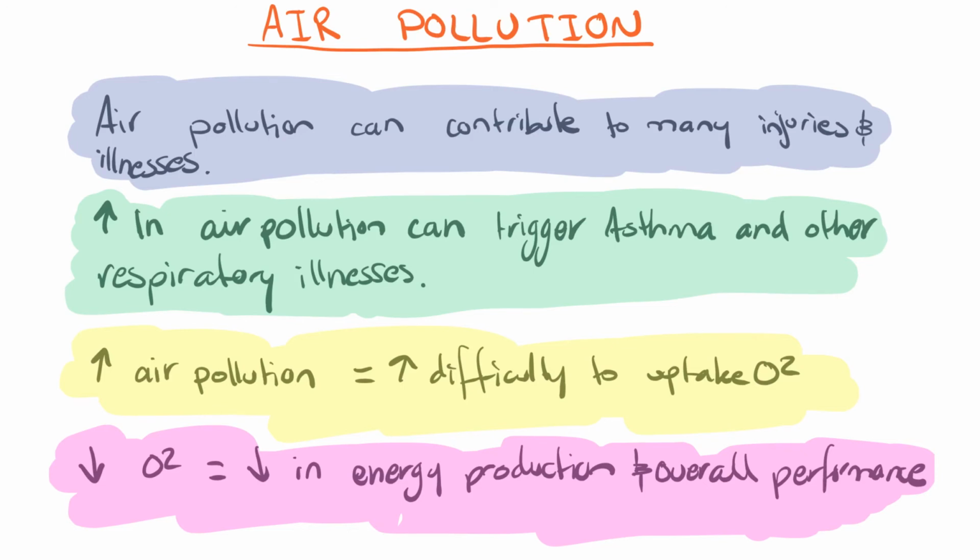So the next thing that can impact an athlete's well-being and performance is air pollution. Now, air pollution can contribute to many injuries and illnesses. When we talk about air pollution, this is generally like a smog or pollution within the air, and you'll usually find this around large cities. And so an increase in air pollution can cause many issues, specifically around things like asthma and other respiratory illnesses. So athletes who suffer from respiratory illnesses obviously need to take precautionary measures in relation to competing and performing and training in areas with high air pollution.